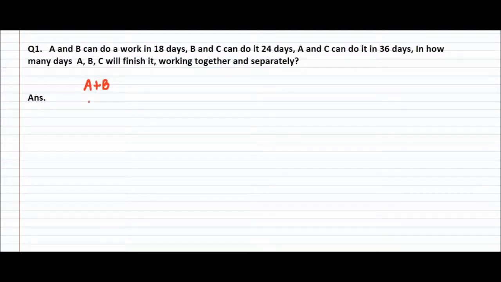So A and B are doing some work in say 18 days. So I am writing it down. Let's look at the pattern, and then we have B and C who are doing it in 24 days. And then we have A and C who are completing the same work in 36 days. So far so good. This is the data.